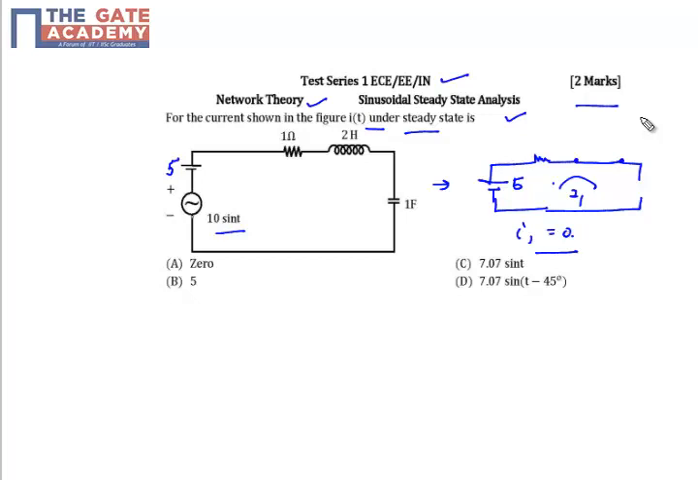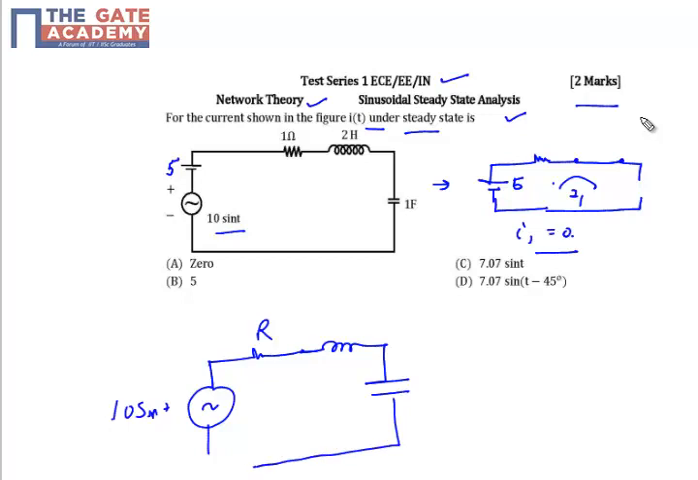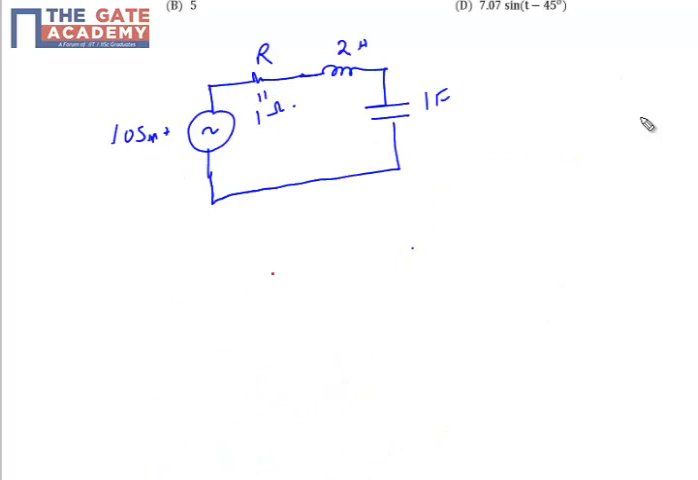Now we have only the AC source, so in case of the AC source we will have R, L and C. We have an inductor of 2 henry, a capacitor of 1 farad, and the value of R is given as 1 ohm. So just find out the expression for i(t).